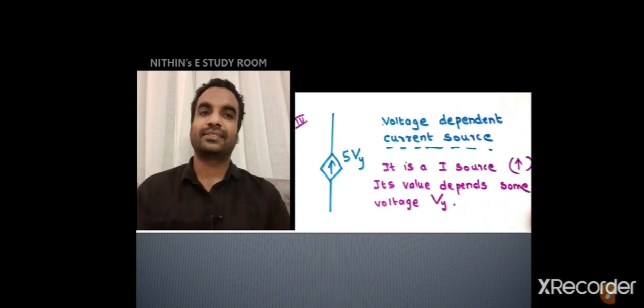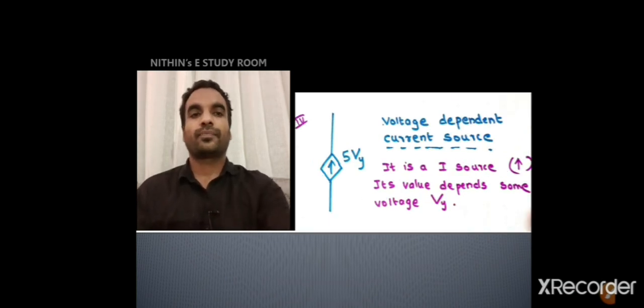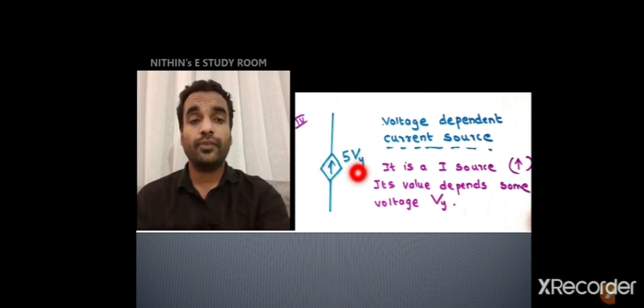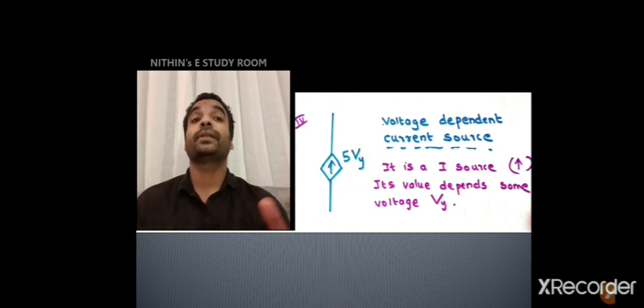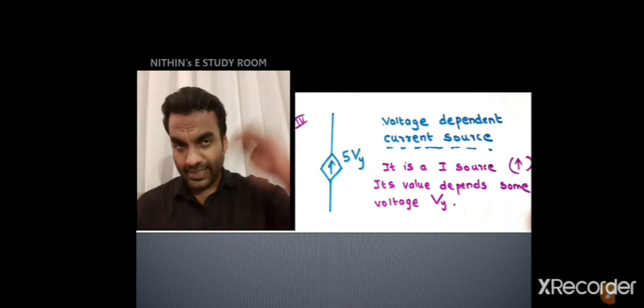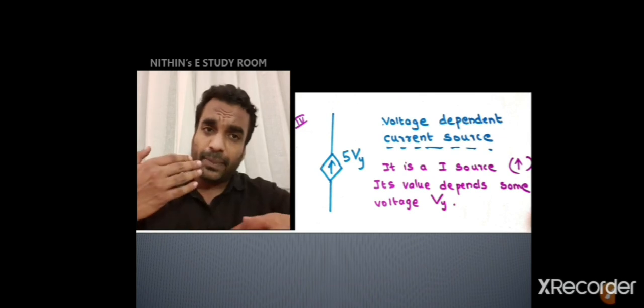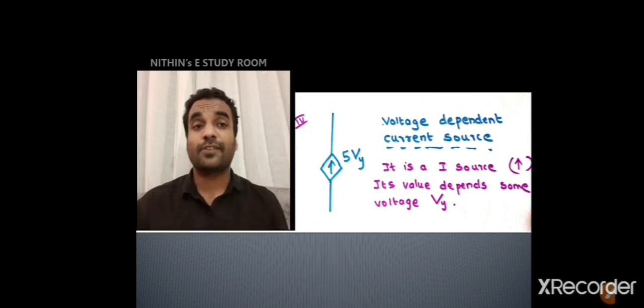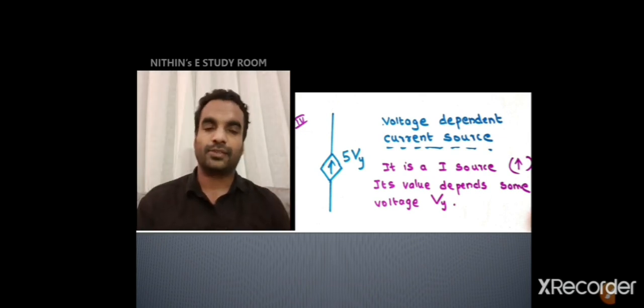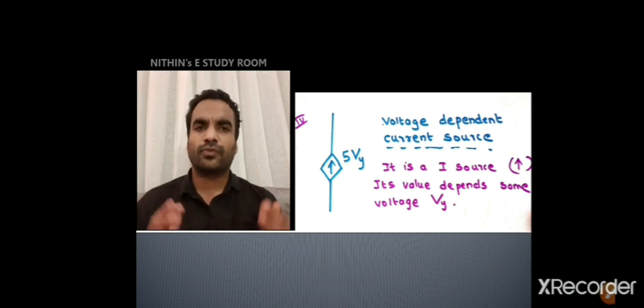And in the last case, it is also a current source because you can see an arrow mark inside it. It is a current source, but it depends on phi into Vy. So it depends on a voltage. It is a dependent current source and it depends on a voltage. So it is a voltage dependent current source. These are the 4 cases of dependent sources.